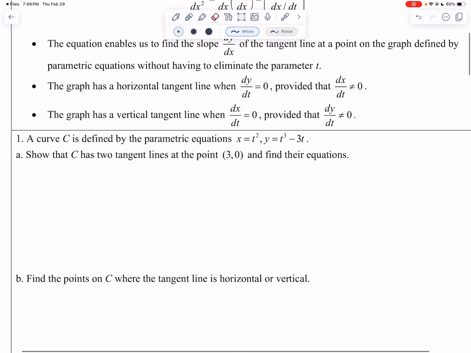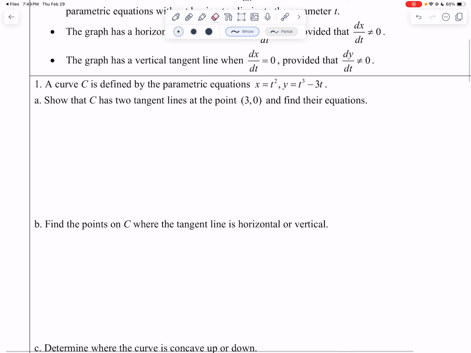Okay, number 1. A curve C is defined by the parametric equations x is equal to t squared and y is equal to t cubed minus 3t. Part A says, show that C has two tangent lines at the point (3, 0) and find their equations.